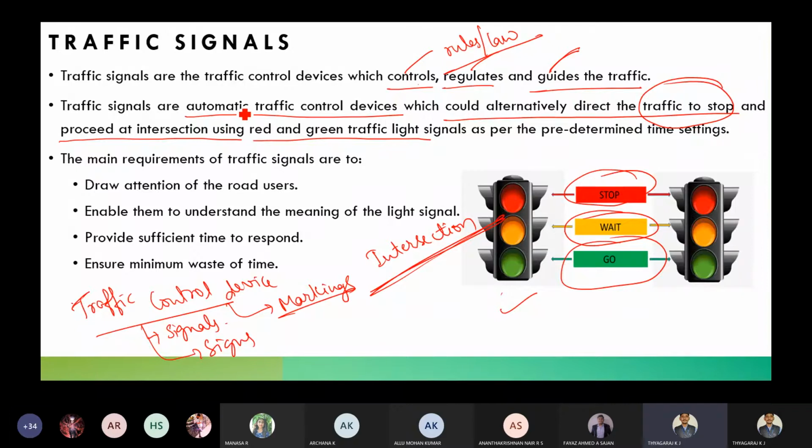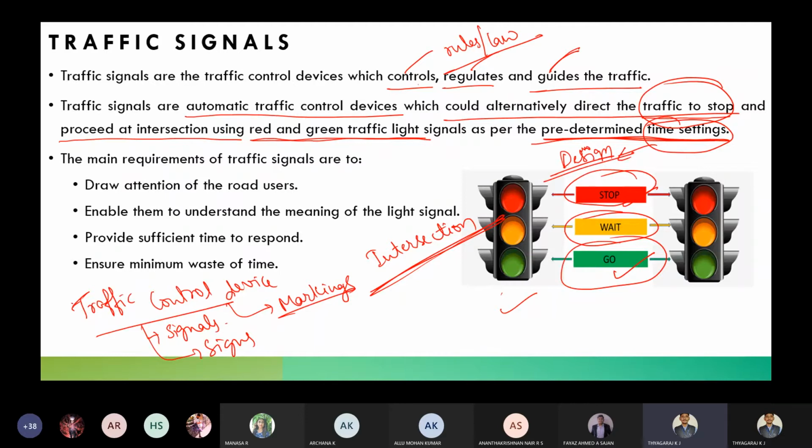So traffic signals are automatic traffic control devices which alternately direct the traffic to stop and proceed. At the intersection, when it is indicated as red, you stop your vehicle. When it is indicated as green, you move from that intersection. Red indicates stop and green indicates go, as per predetermined time settings. These time settings we call the design of signal, which we will see in the next class or today's class.